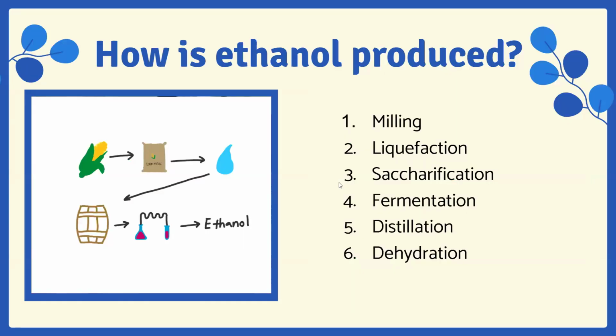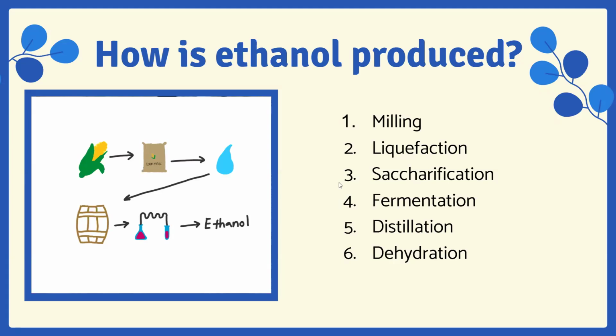How is ethanol produced? First things first, the kernels of the corn are milled into a cornmeal. Then for liquefaction, water is added and the mixture is heated up, which breaks the long starch molecules into smaller pieces. Usually they'll use an enzyme called alpha amylase to speed up this process. In saccharification, the broken down starch molecules are broken down even more into glucose. Then for fermentation, we already have this water and glucose mixture, and they add yeast, which causes fermentation. Once it's done fermenting, it creates ethanol.